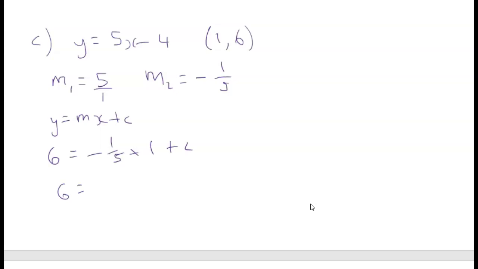So 6 equals -1 on 5 times 1, sorry, plus c. So c is equal to 6 and 1/5. So your equation is going to be y equals -1/5 x plus 6 and 1/5.